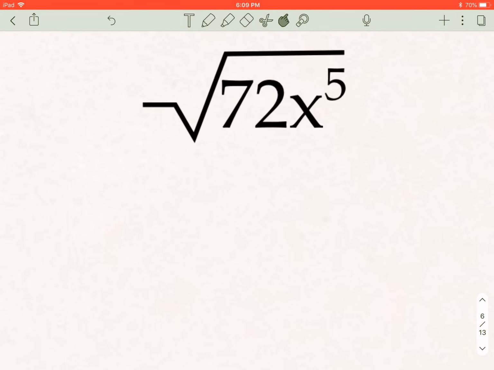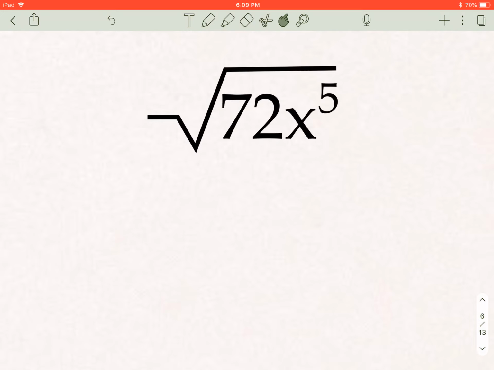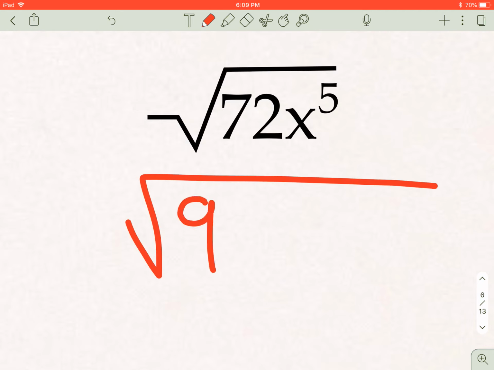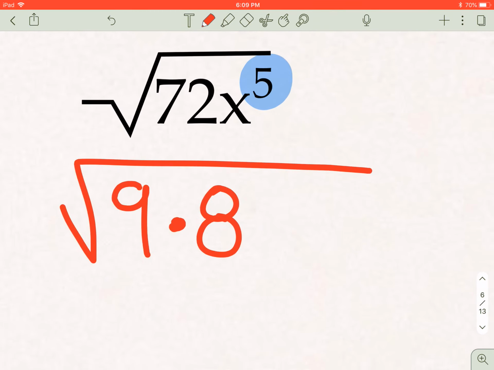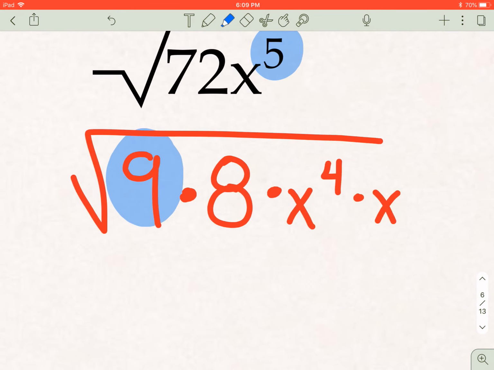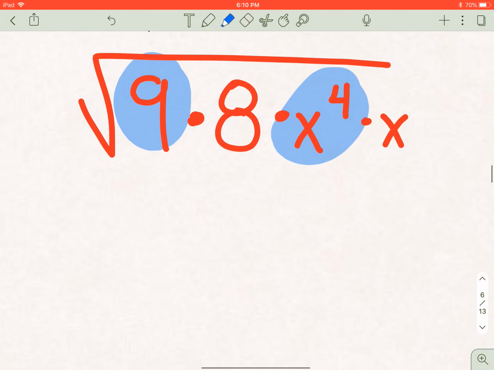Okay, 72 times x squared. Well, the first thing I think of there is the square root of 9 times 8. And remember, when we have variables that have an exponent, we want to pull out the greatest even one that we can. So we're going to say that's the same as x to the 4th times x. Where are my perfect squares? I have a perfect square there and a perfect square there.